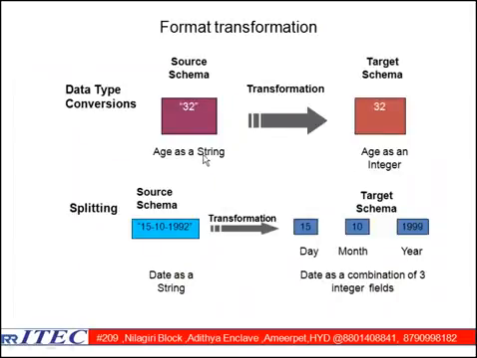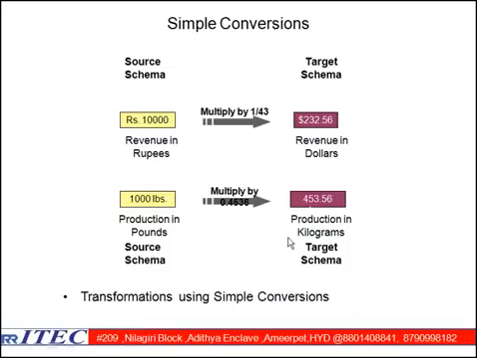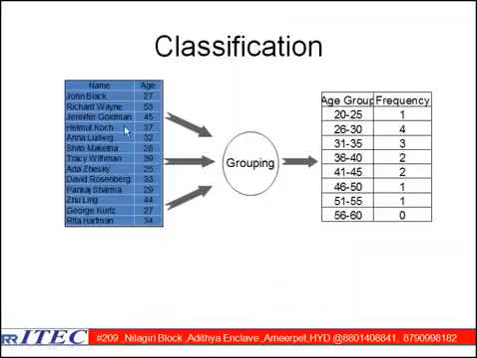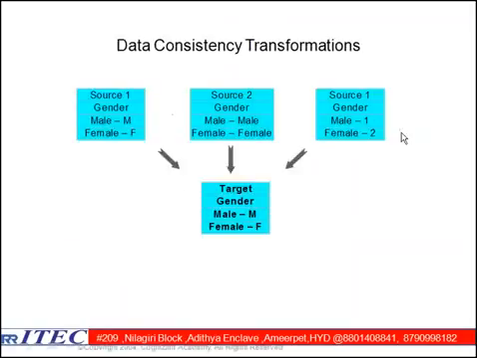Here I have the data type conversion. Age is available as a string, and I am converting it into integer. A date is available like that, and we are splitting it into this format. Money is available in rupees, and we are converting it into dollars. We have pounds, and we are converting them into kilograms. Here we are trying to split the 20 to 25 age group: how many members are there? 1 member. The 26 to 30 age group: how many people are there? 4. These all are called conversions, transformations only.